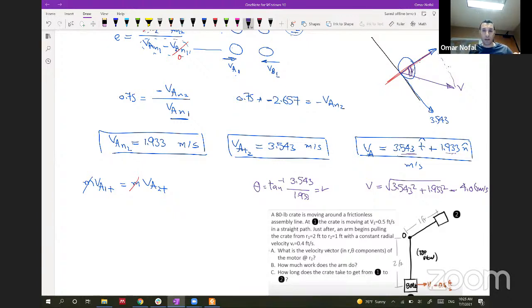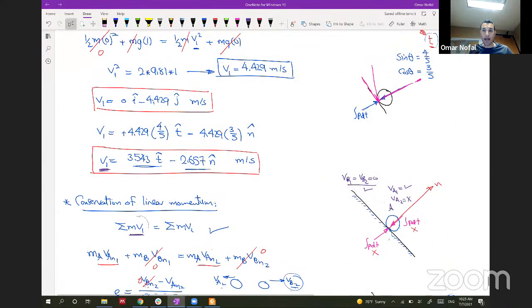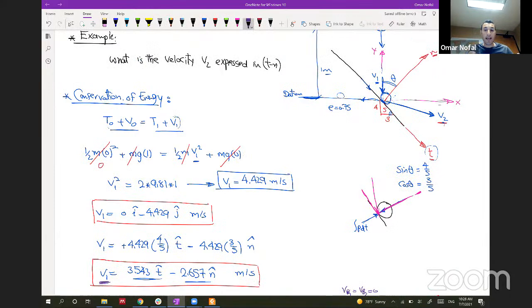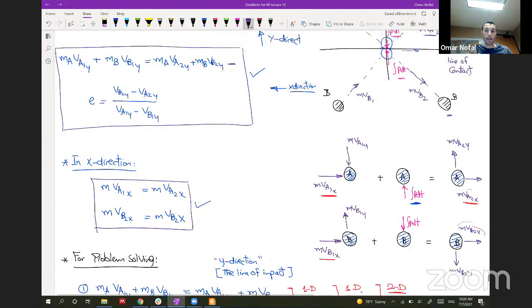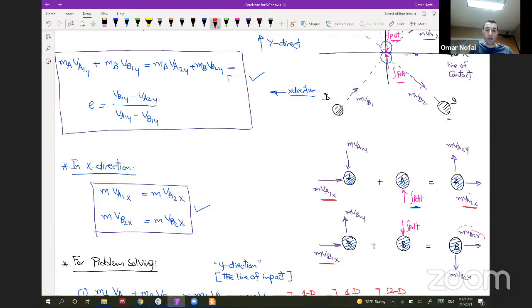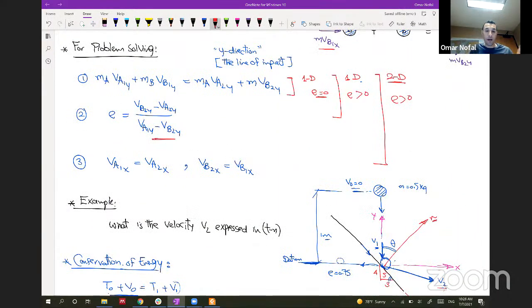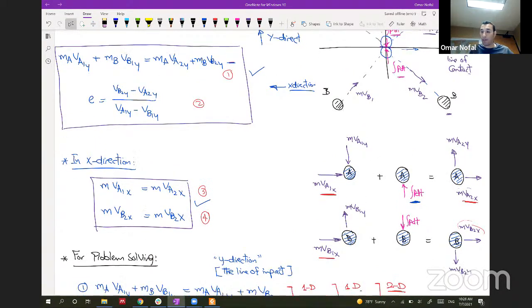Does anybody have any questions? So actually, for most of the impact problems, you will have to apply some kinematics first or conservation of energy to get some velocities, and you will only substitute in these four equations. You will only need equation number 1, equation number 2, 3, and 4. Sometimes the problem is simple, like the one that we just solved, where VB is equal to 0 at time 1 and time 2. But it is as simple as that. You will have to solve these four equations.